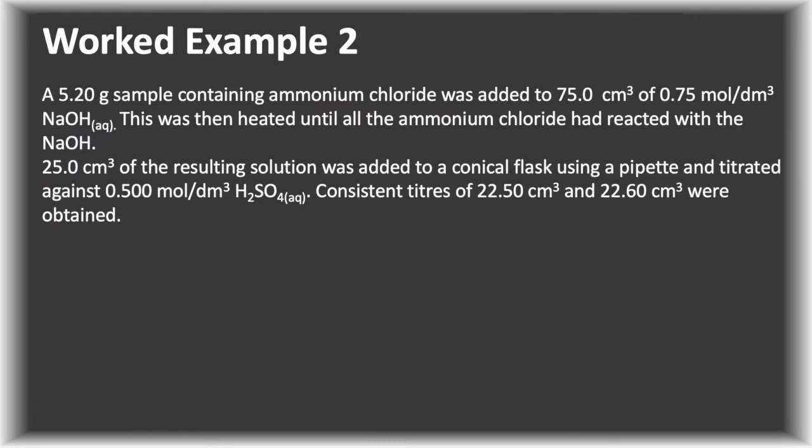So let's do worked example number 2. We take 5.20 grams of a sample that contains ammonium sulfate. We add it to 75 centimeters cubed of 0.75 moles per decimeter cubed sodium hydroxide and heat it until the reaction has finished. We take 25 centimeters cubed of that solution, add it to a conical flask and titrate it against 0.500 moles per decimeter cubed sulfuric acid, and we then have our 2 consistent titers there.